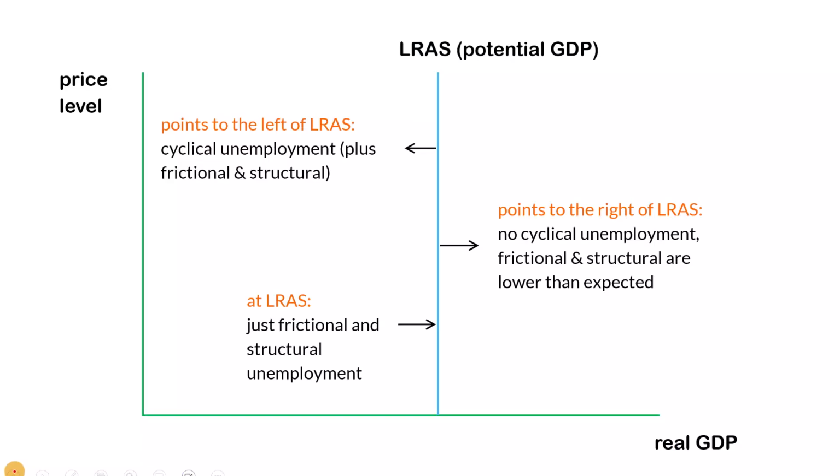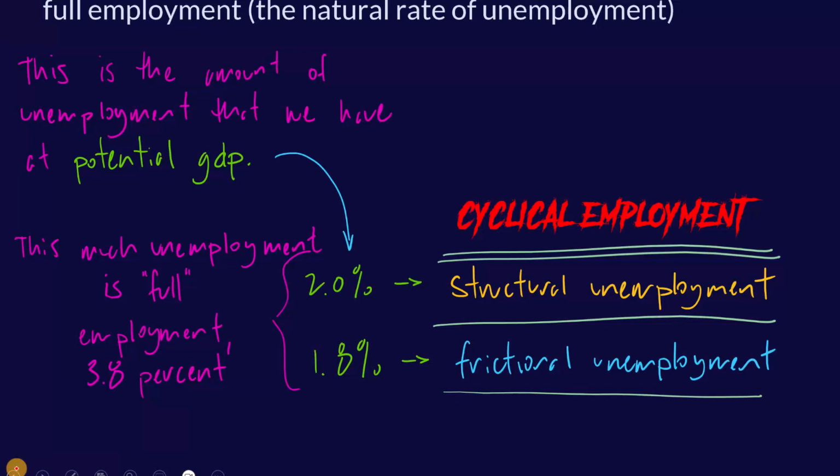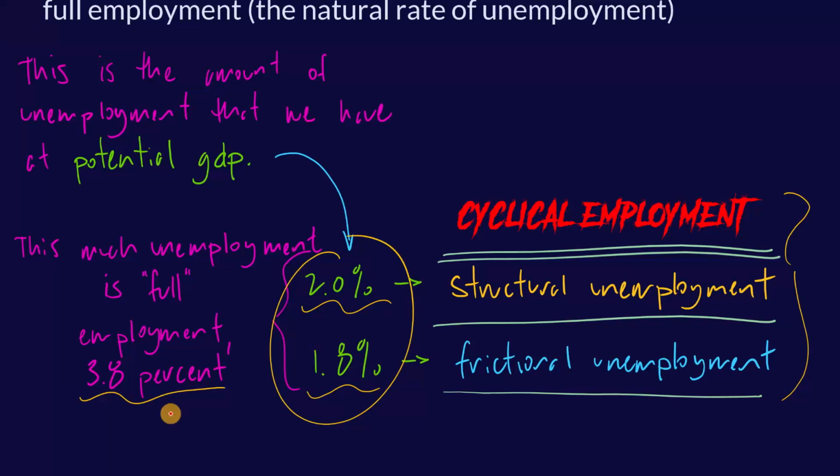Okay, so for this, let's look at this for a moment. So recall we have these three categories of unemployment, and we expect there to be some amount of frictional and structural unemployment no matter what. It's just the reality of having a healthy, dynamic economy. So these numbers are just made up, but let's say that in some society, their structural unemployment is at 2% and frictional is at 1.8. And so we call this 3.8% or whatever it might be, full employment, or the natural rate of unemployment. And this is the amount of unemployment that we will have even when we are at potential GDP.